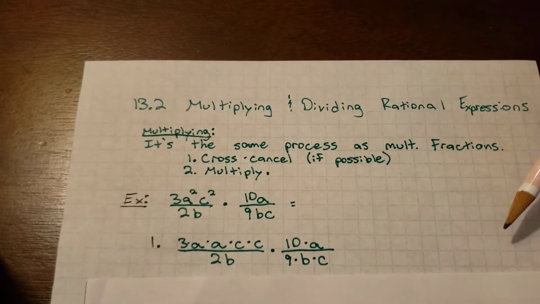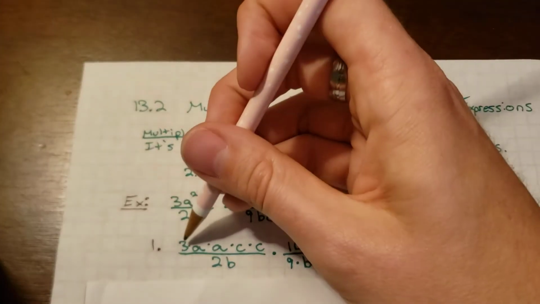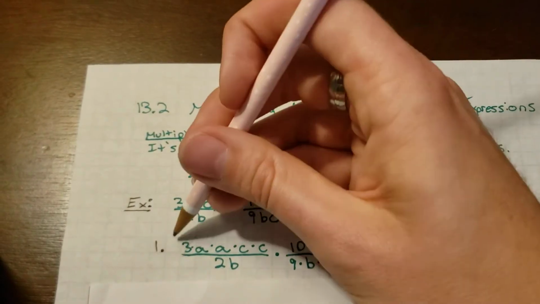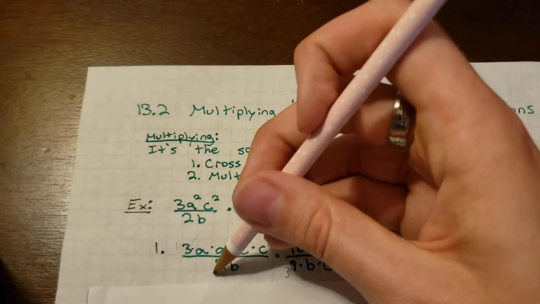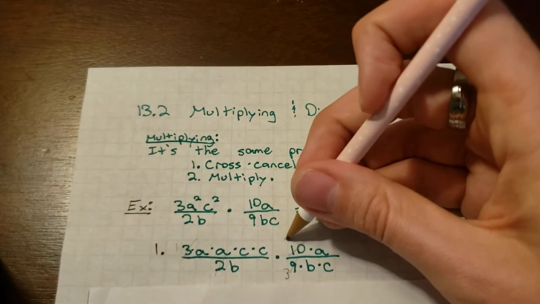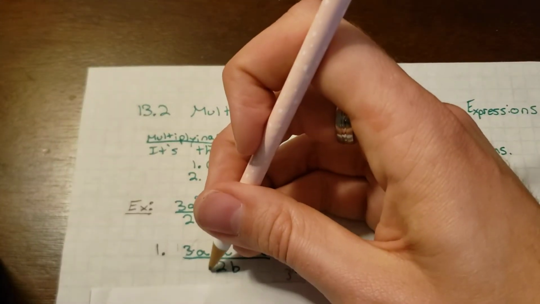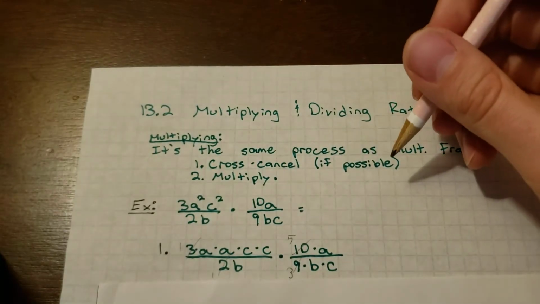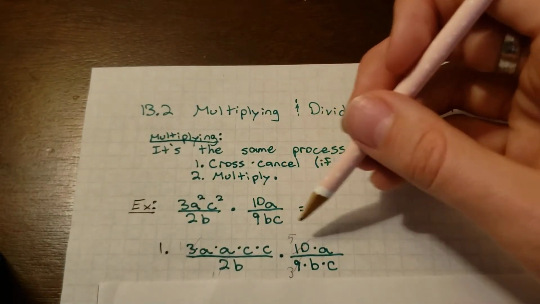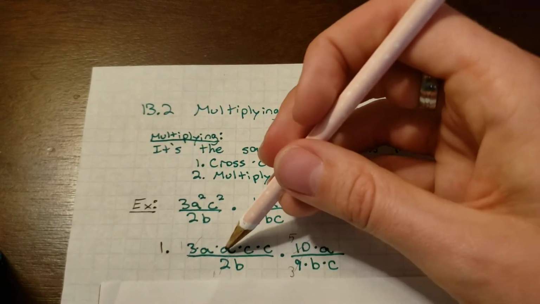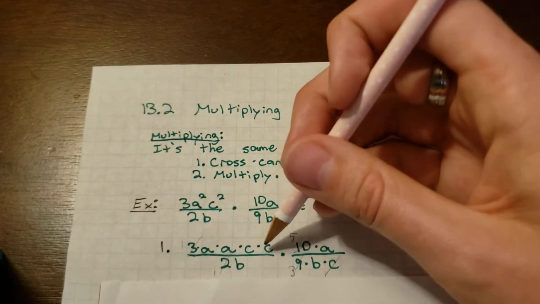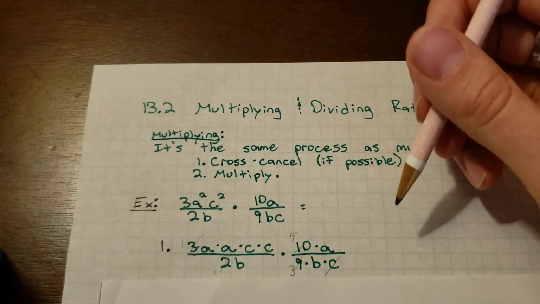Okay, so we have this. Now I'm going to cross cancel. Let's see. I know I could get a 3 out of there. I could divide my numbers. Now I'm doing my numbers first just because numbers I think are easier. The B's are both on the bottom and A's are all on top, so the only cross cancel is that I can cancel out one of my C's.